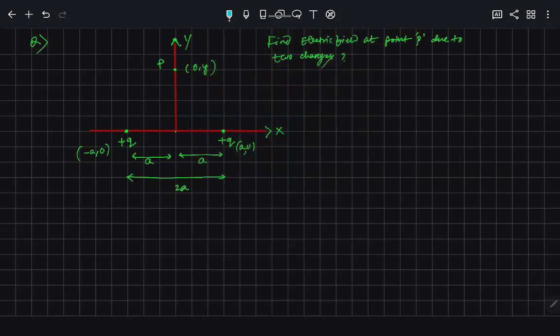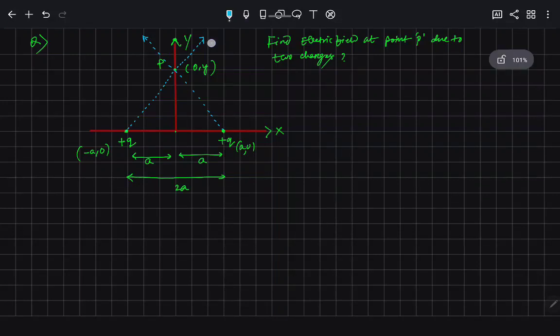What will you do here? You know that the electric field due to point charges will be radially outward if the charge is positive. So due to this one, the electric field will be radially outward, like this. And due to this one, the electric field will be along this direction. Clear?